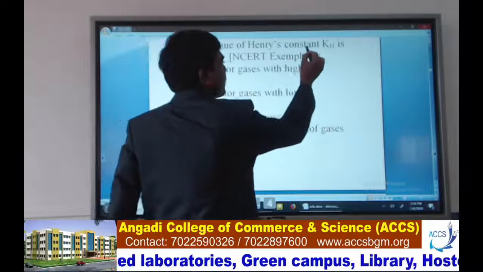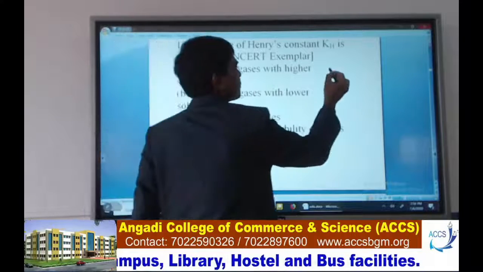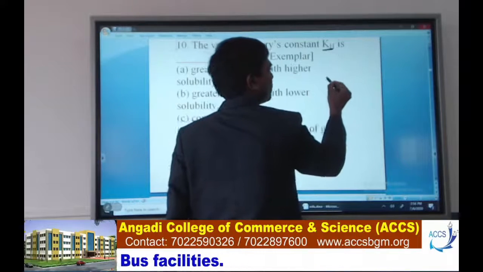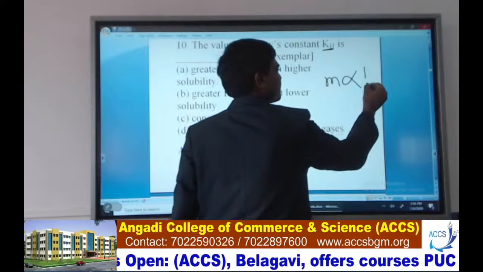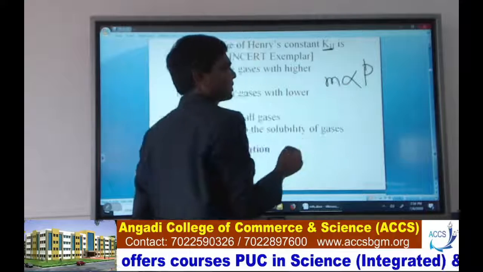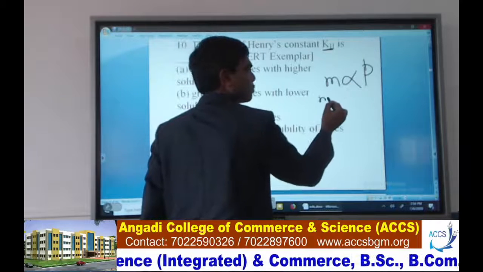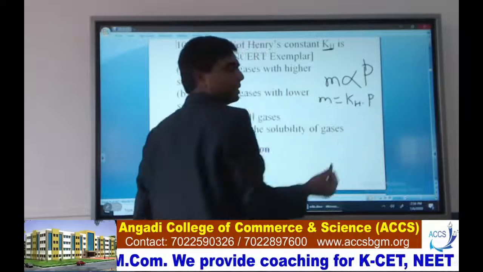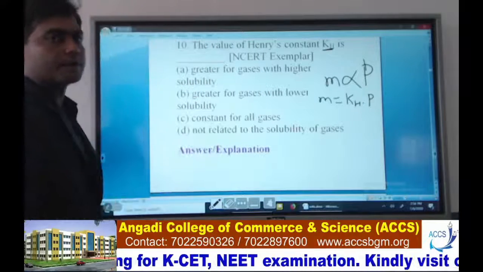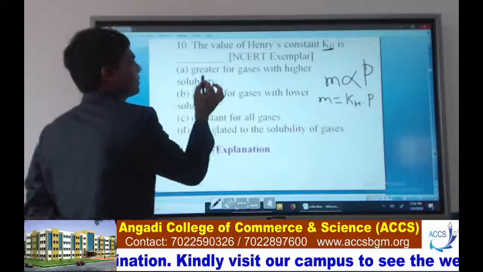The value of Henry's constant Kh is... First understand what is Henry's law. The mass of the given gas is directly proportional to partial pressure. Remove the proportionality, it becomes m is equal to Kh into P. That Kh is called Henry's constant. Okay, now come to the options.